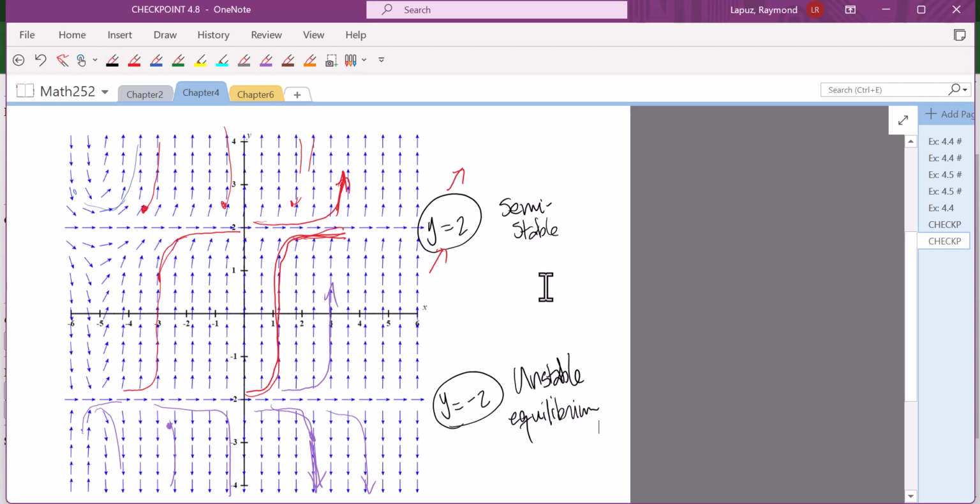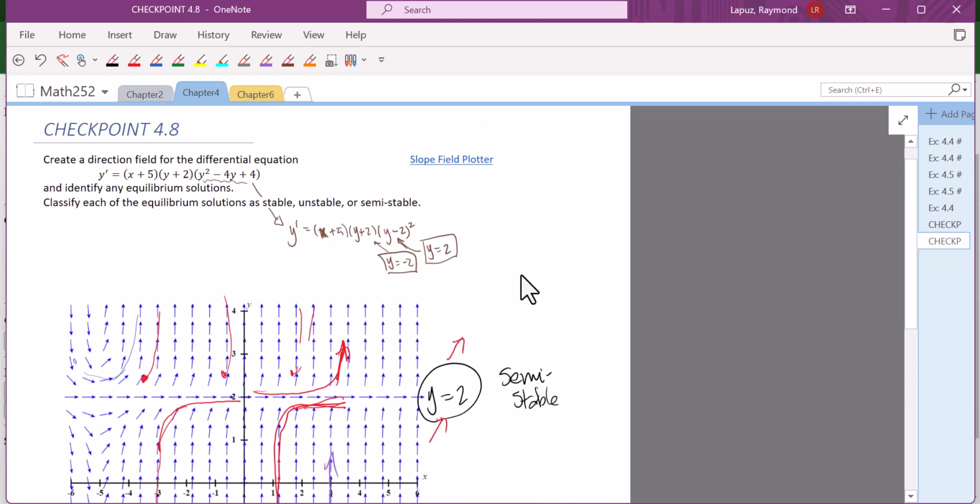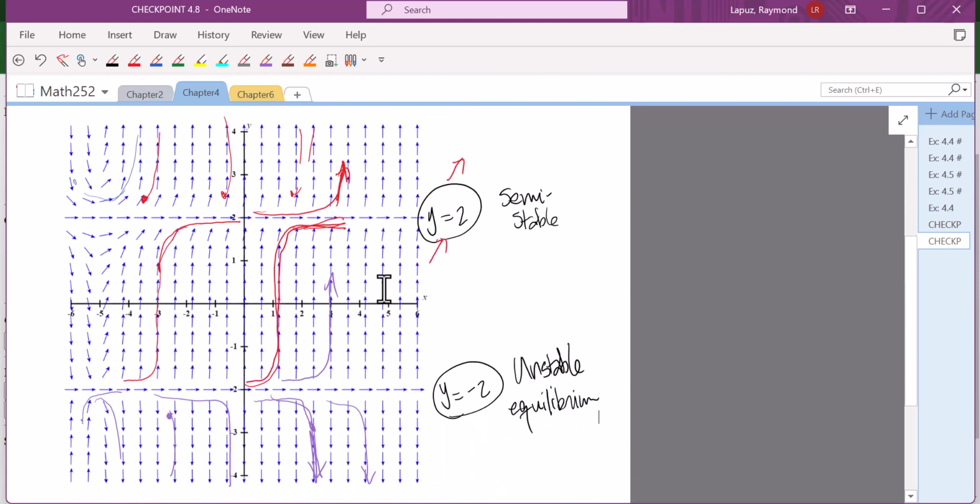Okay, and I think that's it. So we found the equilibrium points, we classified them, and we have the plot of the graph. All right, I hope that helps.